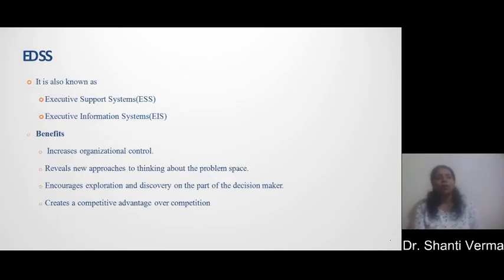EDSS is also known as the Executive Support System, ESS, and Executive Information System, EIS. Now let's discuss some benefits of EDSS. EDSS increases organizational control, reveals new approaches to thinking about the problem space, encourages exploration and discovery on the part of the decision maker, and creates a competitive advantage over competition.